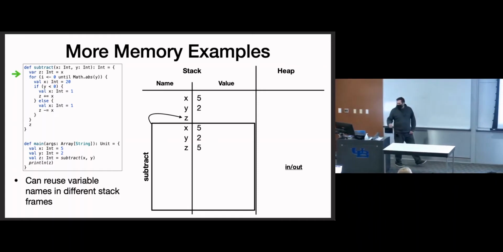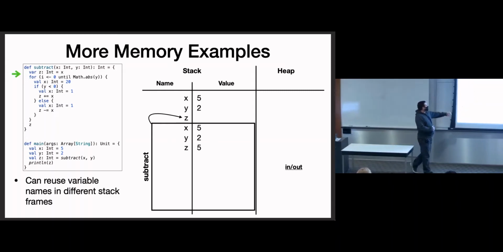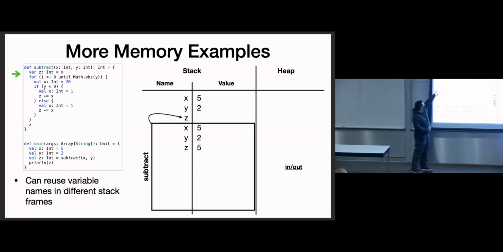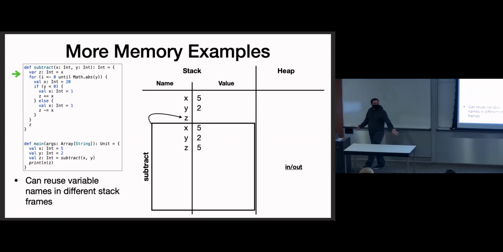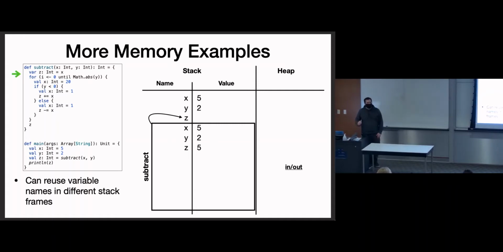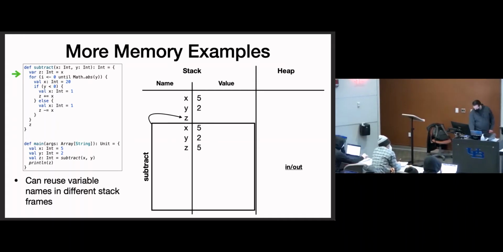So when we're in different stack frames, we can reuse variable names all day. We have an x here, we have an x up there, we have a y here, we have a y up there, we have a z here, we have a z up there. Different stack frames, different methods, reuse variables for days. No problem here. No issue at all.